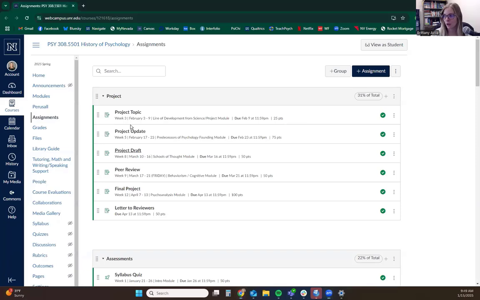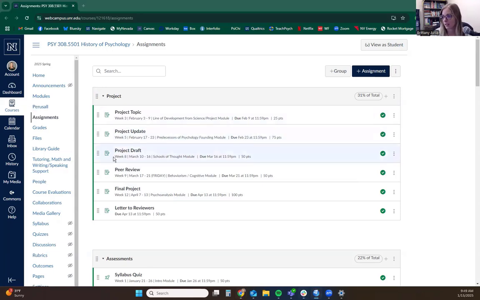I'll share my screen and we will go, and I'll show you where to find everything. First, you can just go to assignments, or in the modules in the weekly, as the weeks come up where project stuff is due, it'll be in there as well. But let's take a look.